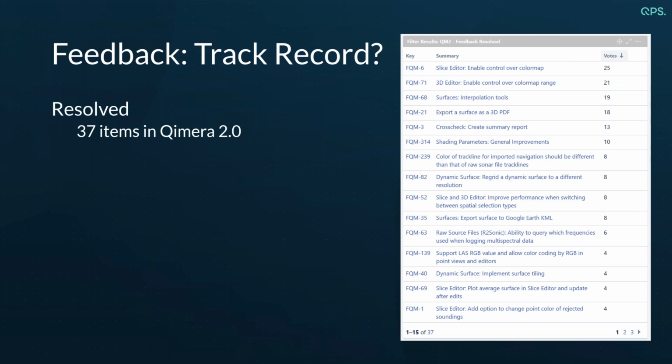So we did 37 items in Qimera 2.0, like I said, and since we released Qimera 1.6 a little over a year ago, we've resolved 58 items to date. So let's round that up to 60. Currently in the feedback project, there's about 300 items, not including those. So we've bitten off about a fifth of those, and the votes are doing the talking.